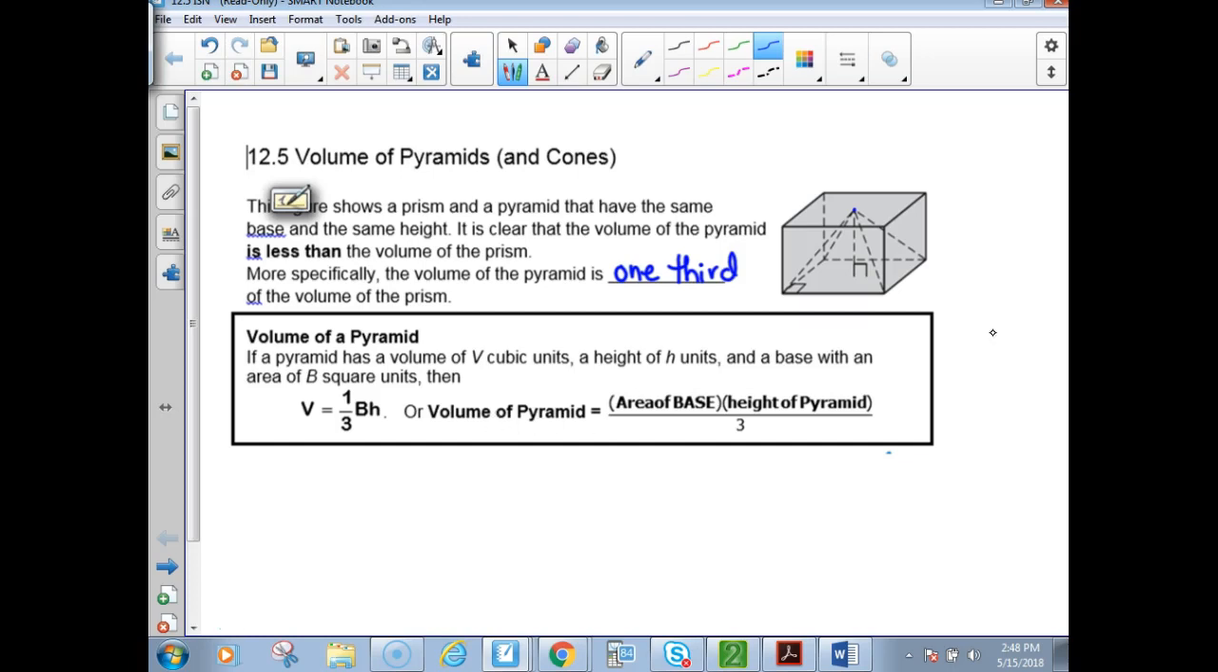Therefore, what we do to find the volume of a pyramid is we take the area of the base times the height divided by 3. What it's going to look like on your formula sheet for final exams will be base area times height divided by 3. And there is a key for what the big B stands for on the formula sheet, which I've run off for you.